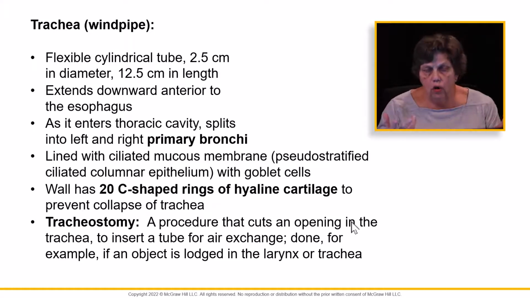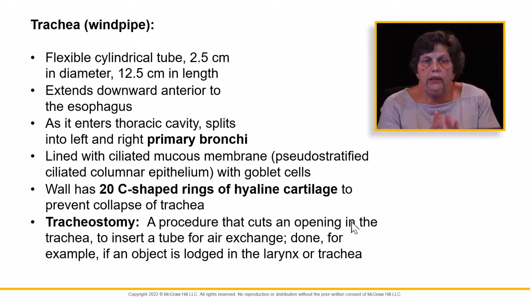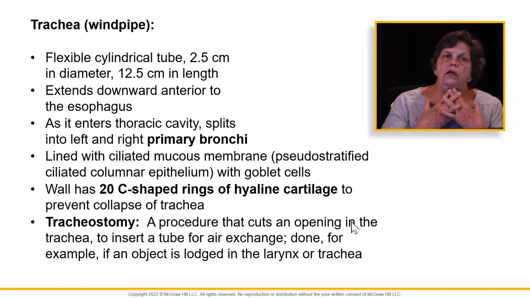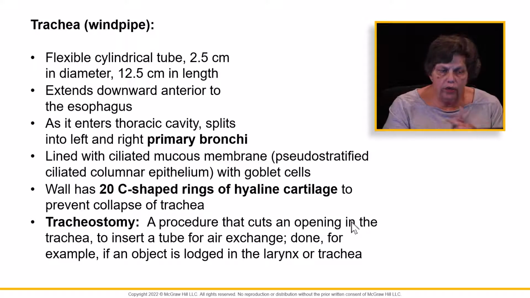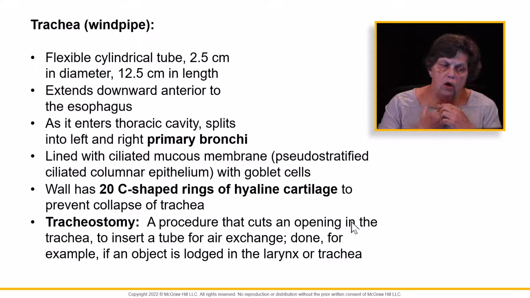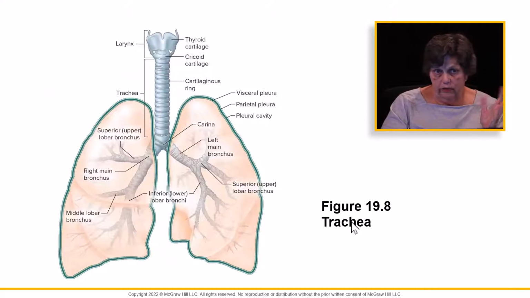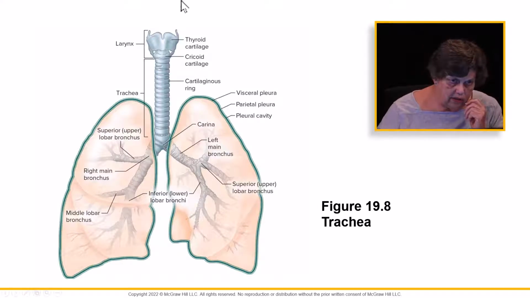Think of a straw. If you suck on a straw, that straw can completely close down. You don't want that to occur. If you get a blockage in your airway, you can have a tracheostomy done, where we cut an opening in the trachea and insert a tube, and hopefully you can breathe. But you can see this down the trachea, into the primary bronchi, starting into the secondary, and so on.